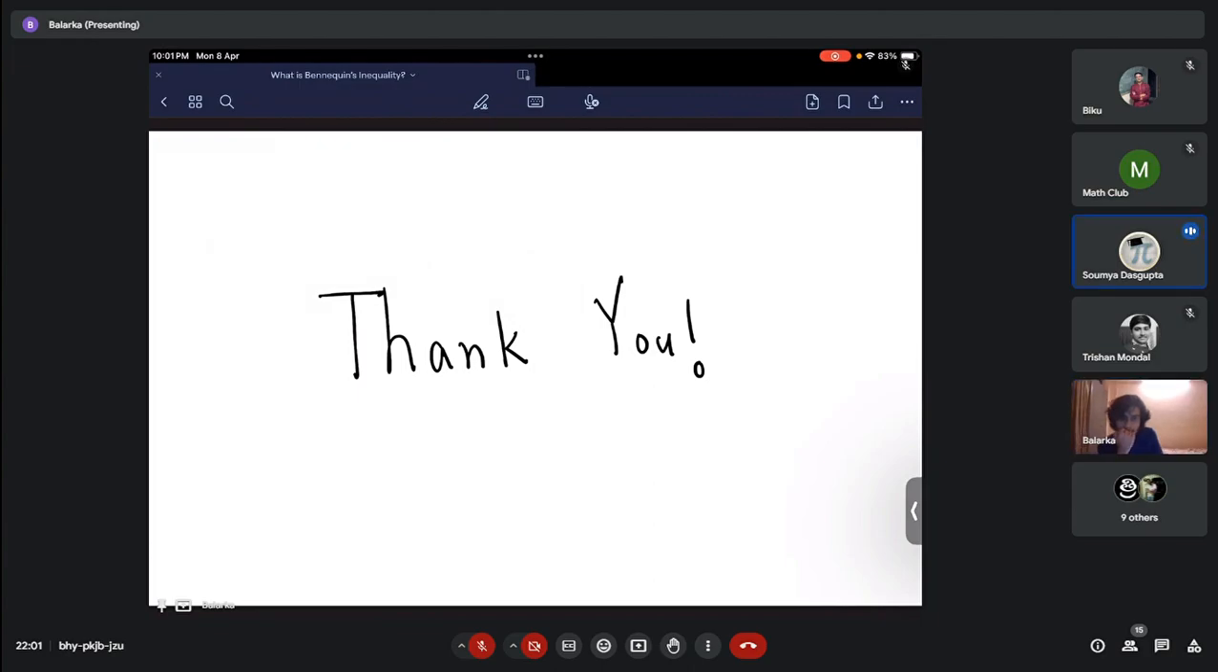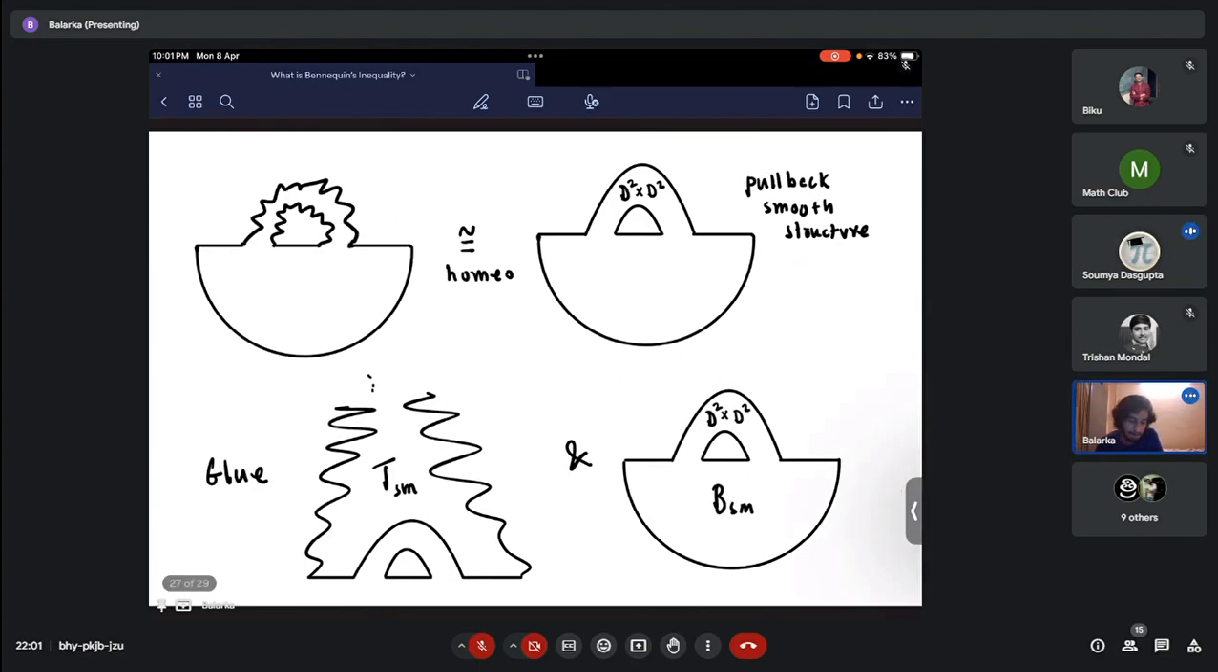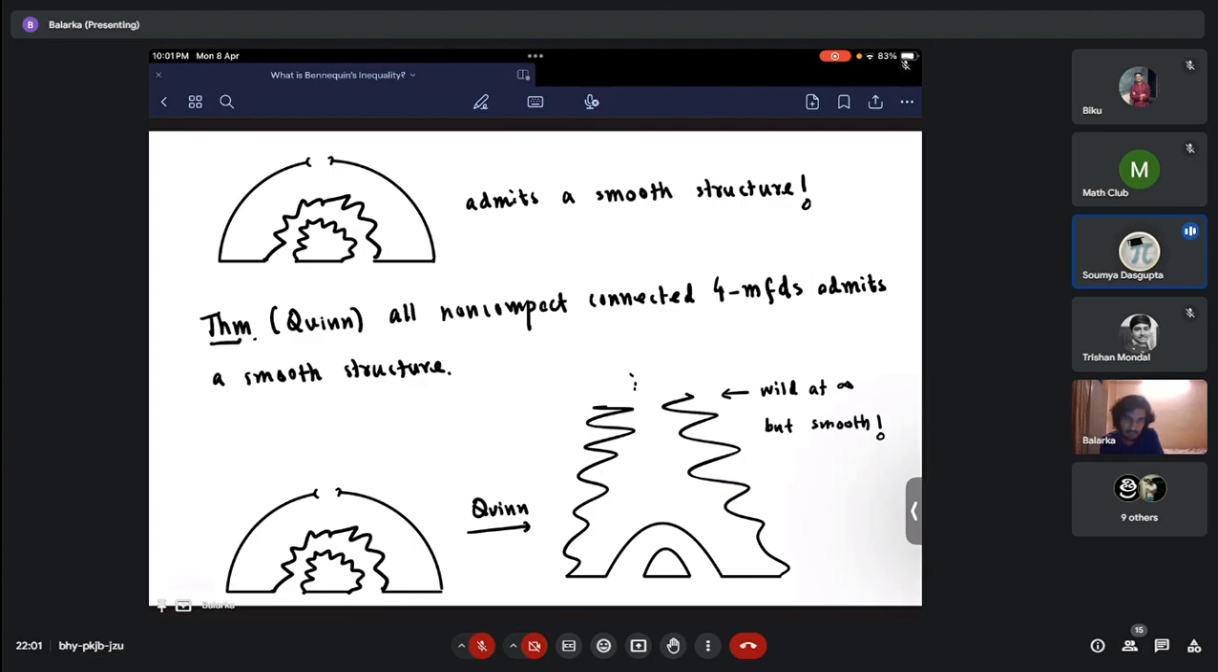So basically, in the proof that it is not diffeomorphic to R4, along with the Bennequin inequality, the key part is Quinn's theorem. Exactly. Because the compactification part is the point where we are getting the diffeomorphism into a space. Precisely. That's the key part.